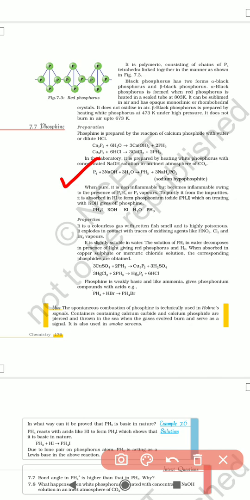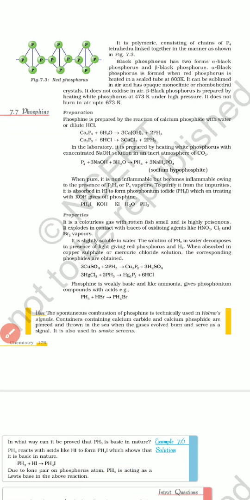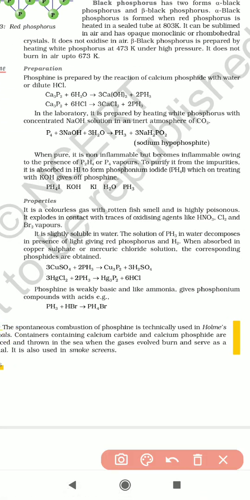Next, coming to the properties. What are the major properties of phosphine? Phosphine is a colorless gas with a rotten fish smell. This is very important, because sometimes they ask one-mark objective questions: which compound exhibits a rotten fish smell?